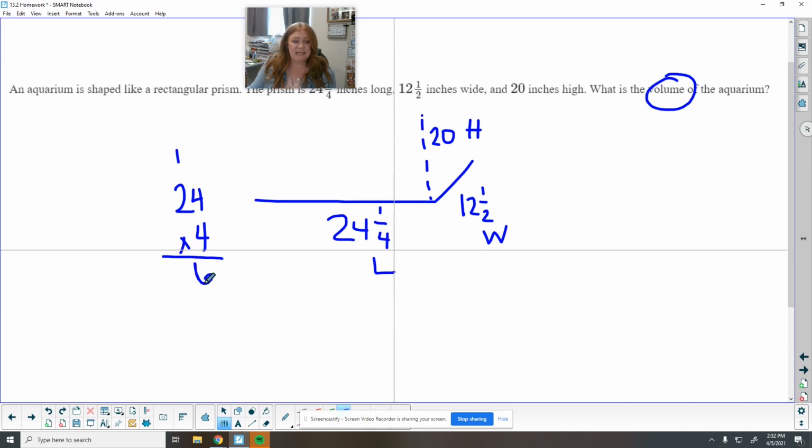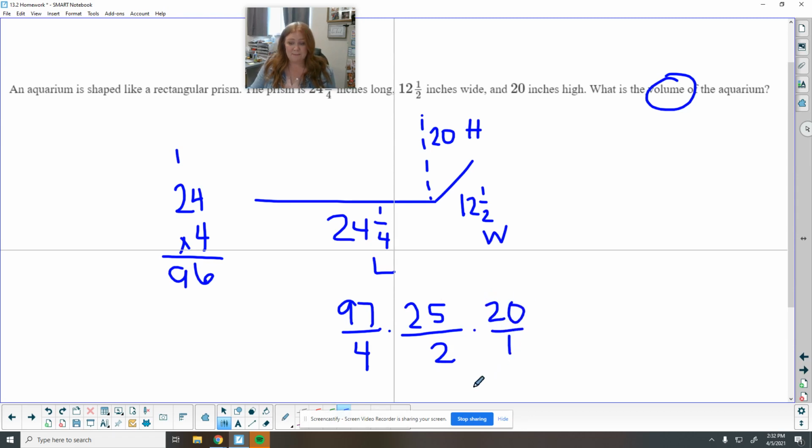So 96 plus 1 more is 97 out of 4. And then 12 times 2 is 24 plus 1 is 25 out of 2. And 20 over 1. So I don't think there are any nice numbers. So 2 can't go, oh, we can do these 2. Oh, there are some nice numbers. So I'm actually going to make my 4 a little bit smaller.